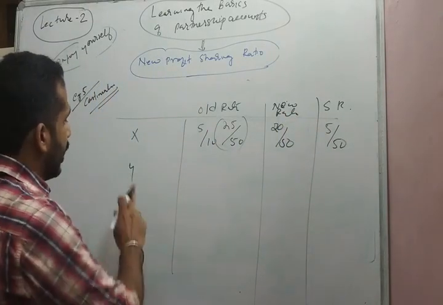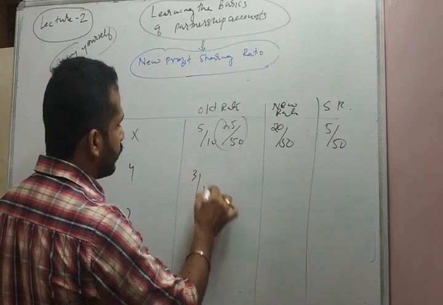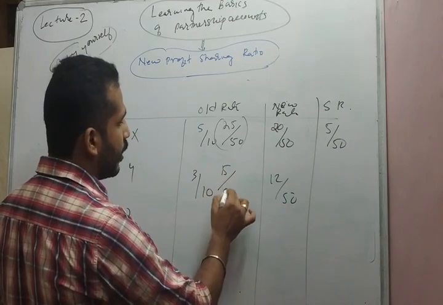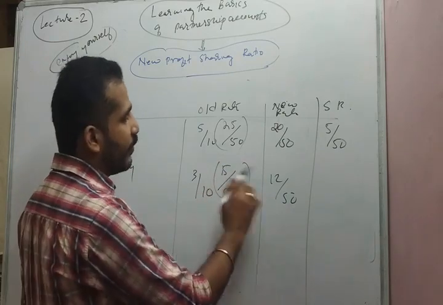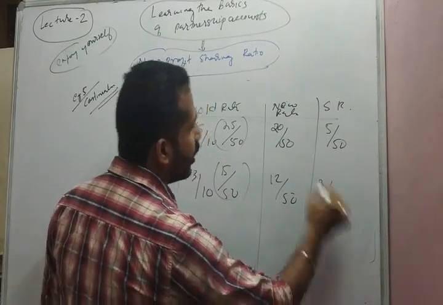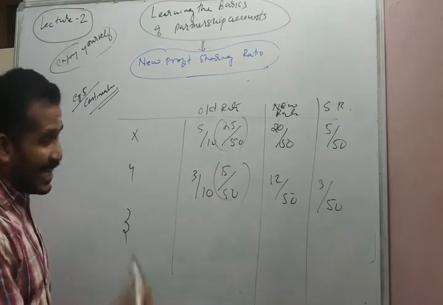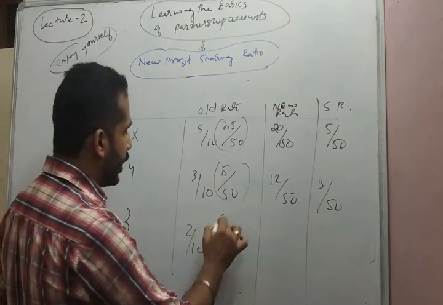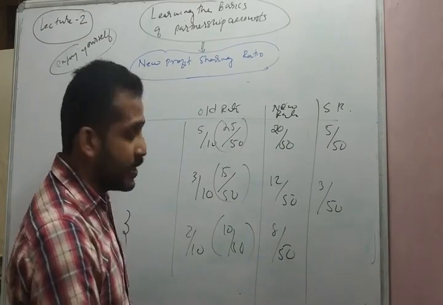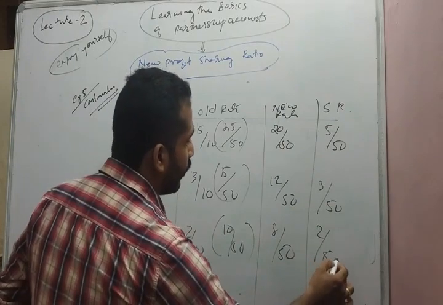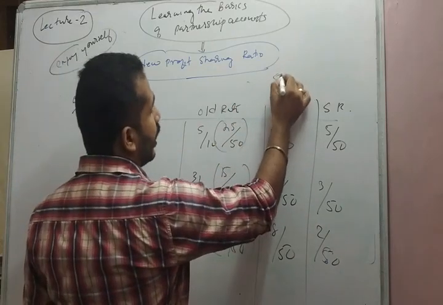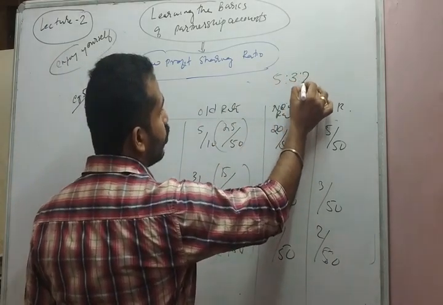Then Y: 3 by 10 and new 12 by 50. 3 by 10 means 15 by 50. So what is the sacrificing ratio? Old ratio 15 by 50, new ratio 12 by 50, so 3 by 50. Then Z: 2 by 10 means 10 by 50, and the new ratio is 8 by 50. What is the sacrificing ratio? 2 by 50. So what is the sacrificing ratio between X, Y and Z? 5 is to 3 is to 2.